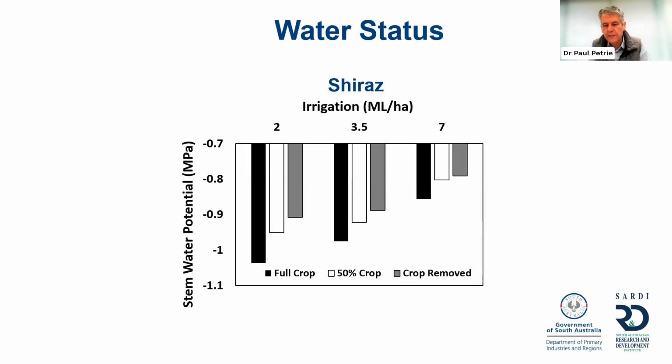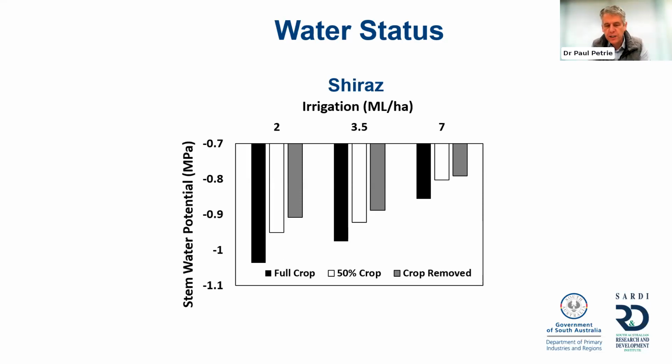So as part of assessing water status, we measured stem water potential. Stem water potential is a measure of how water stressed the vines are. We put the leaves inside a chamber with the petiole sticking out the top, and we apply pressure to that chamber until the sap from inside the leaves squirts out the top of the petiole. The more pressure I have to apply to get that sap to squirt out, the drier the leaves are and the more water stress the vine is.